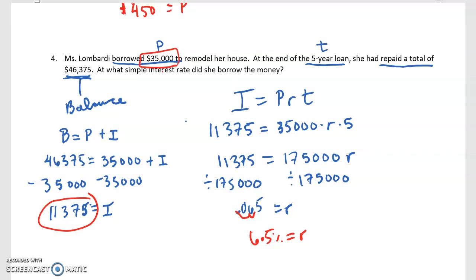So now go ahead and you can try the second homework assignment associated with simple interest, and we will go over that in class.